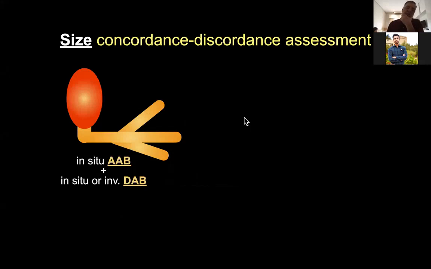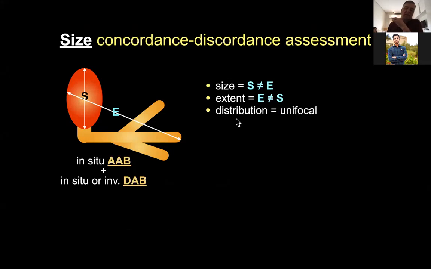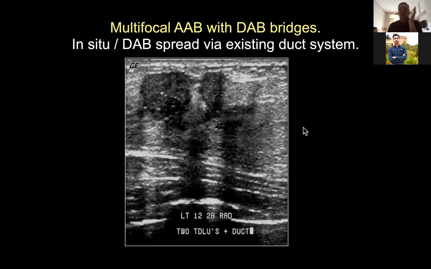Now, I'm going to show you some examples of combined DCIS invasive lesions, where again, size and extent are going to be markedly different because the extent is going to include all the DCIS components as well as the invasive component. So here's a case. I've got a cancer arising in a TDLU. The index lesion is on the left. But if I draw in what I see, a distal duct with 4 enlarged TDLUs on it.